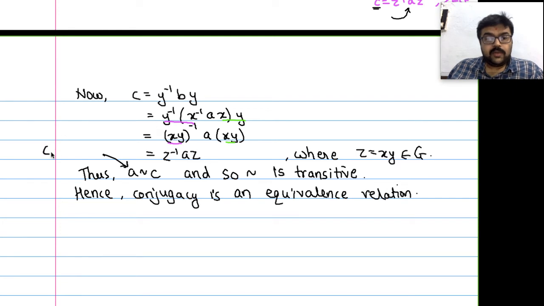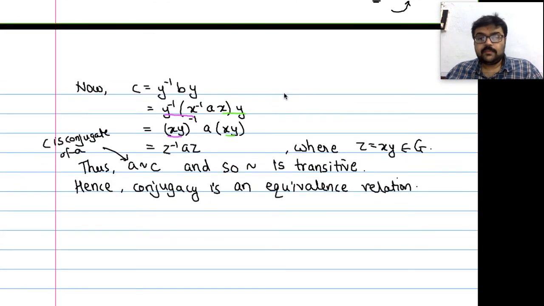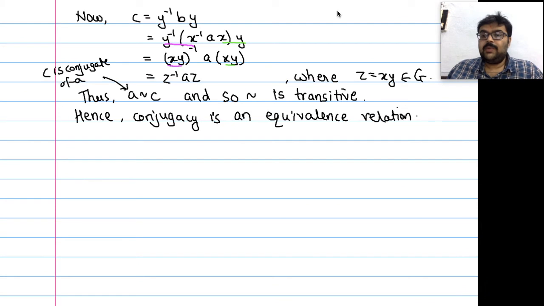So this means A is a conjugate of C. Okay. So that means if B is a conjugate of A, and C is a conjugate of B, then C is a conjugate of A. Right, so we have verified that it is an equivalence relation. What comes next? Whenever we have an equivalence relation, what comes next is the equivalence class. So we denote this equivalence class by CA, the equivalence class of A.